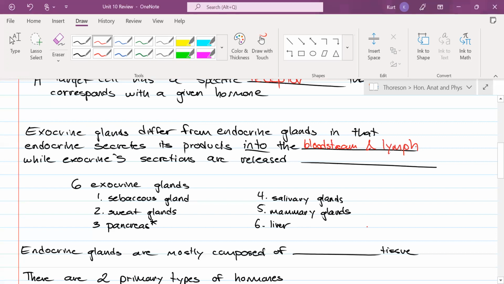Where are exocrine secretions released? Look at the name, exocrine. Not necessarily out of the body, but what is it definitely not secreted in? It's not secreted in the blood. So exocrine secretions are released out of the blood and lymph.